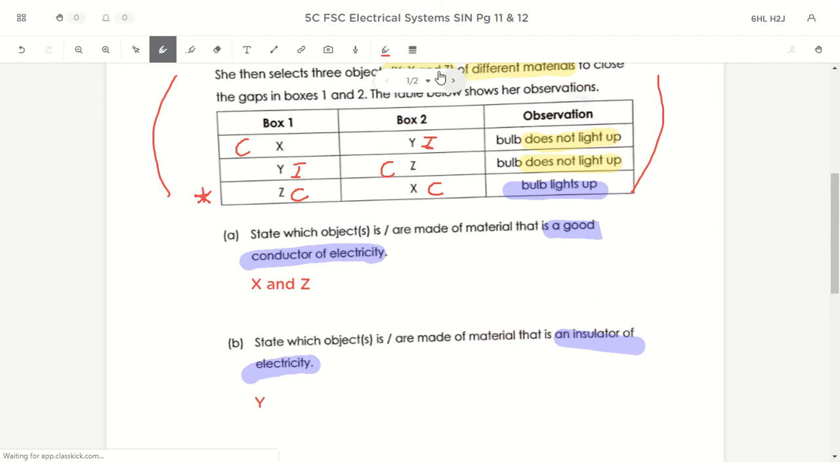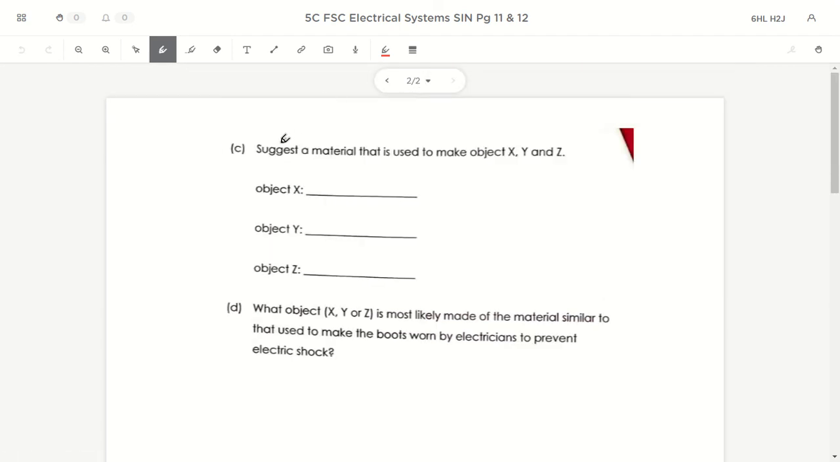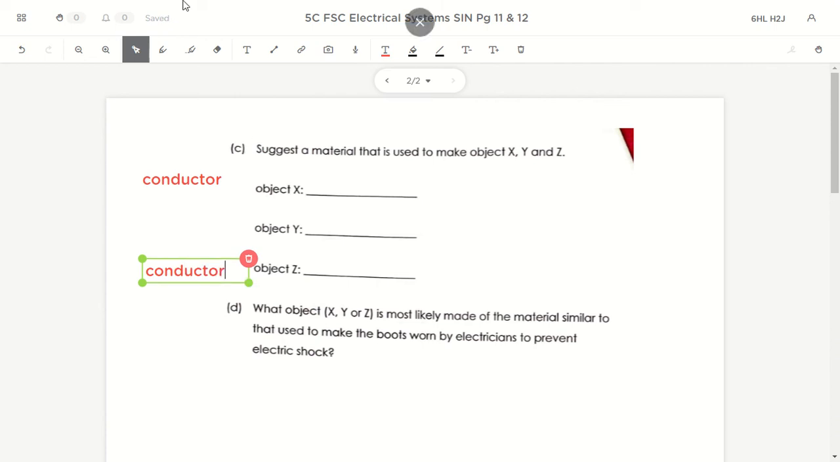Next page. It's the same question still. Suggest a material that can be used to make X, Y, and Z. Let's be very clear first. What kind are they, electrical conductor or insulator? X is an electrical conductor. Same for Z, Z is also a conductor. And then Y is an insulator.